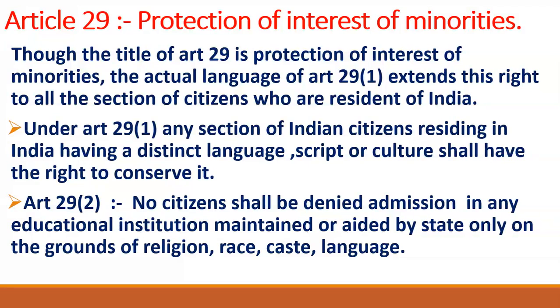Now what is Article 29 Clause 2? So Article 29 Clause 2 says that no citizen shall be denied admission in any educational institution maintained or aided by the state only on the grounds of religion, race, caste or language. Now what does it mean?